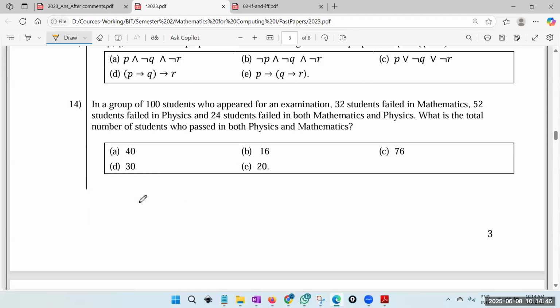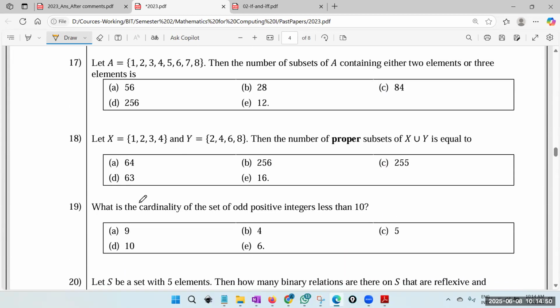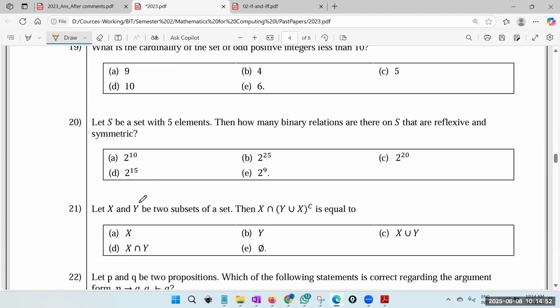Did we skip anything else? No, right? I think we did all the others. Yeah, we did, but this one anyway, I'm not very sure.